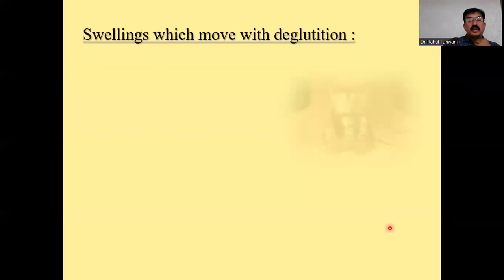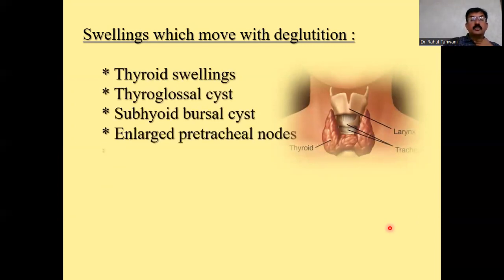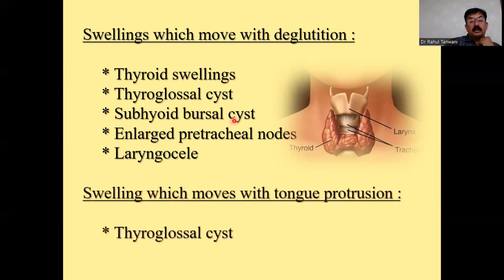Now there is a list of swellings which move upward with deglutition: all thyroid swellings, thyroglossal cyst, subhyoid bursal cyst, enlarged pretracheal nodes, and laryngocele. They all are either arising from the larynx or attached to it. So these all will move. Any swelling arising from this list will move upward with deglutition. But there is only one swelling which will move upward with tongue protrusion, and that is thyroglossal cyst.